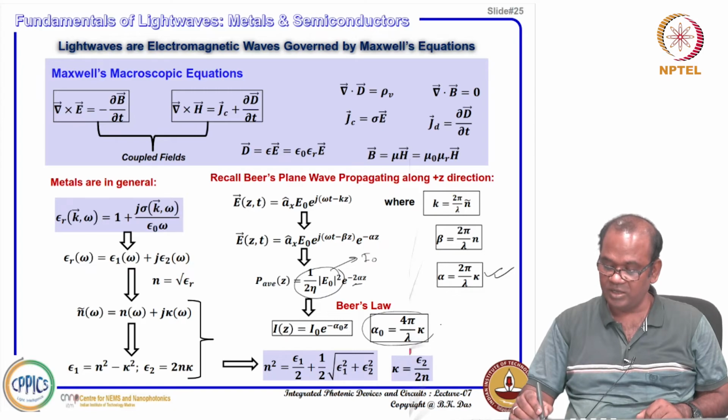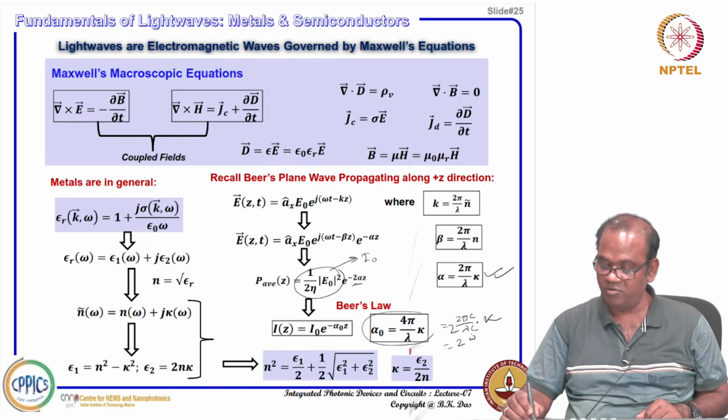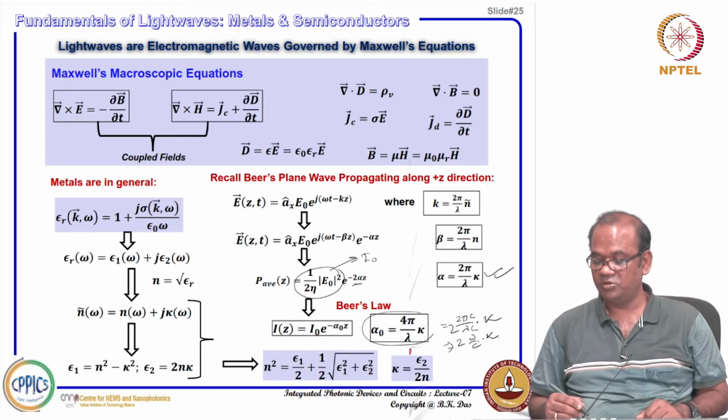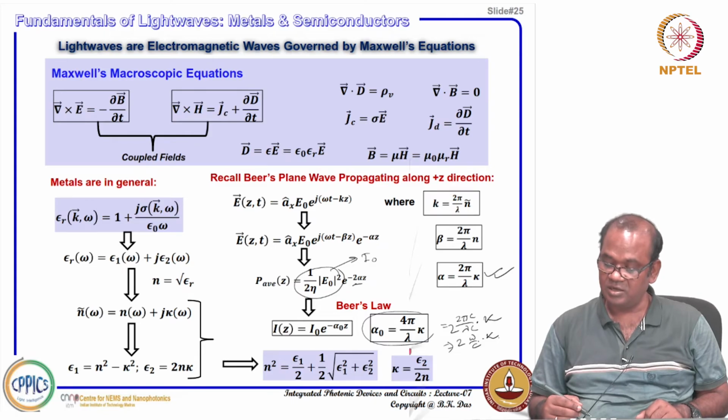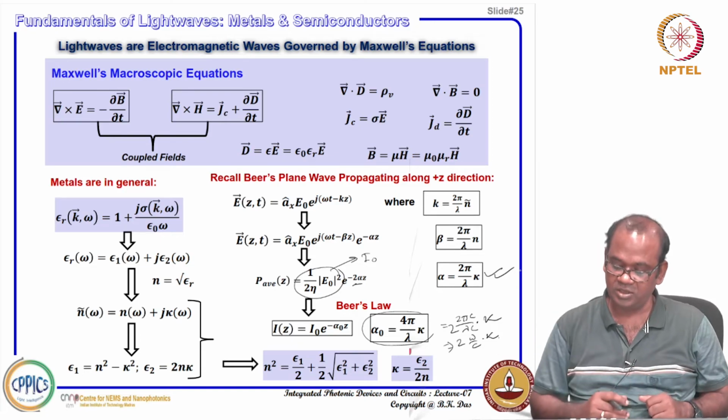This 4 pi by lambda, sometimes you can consider as 2 times 2 pi by lambda kappa, right. So, you can write 2 pi c by lambda equal to omega, so 2 pi by lambda equals omega by c, into kappa. So, sometimes alpha naught can be written as 2 times omega by c kappa, and alpha will be so-called omega by c kappa. So, intensity and amplitude coefficients are just a factor of 2 apart.